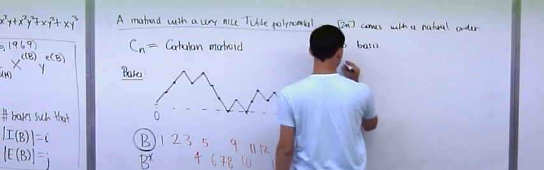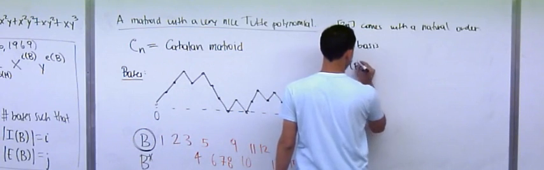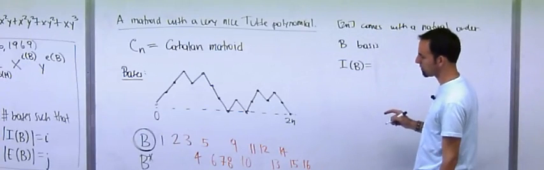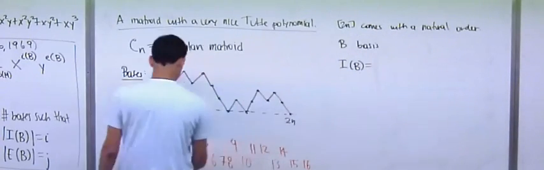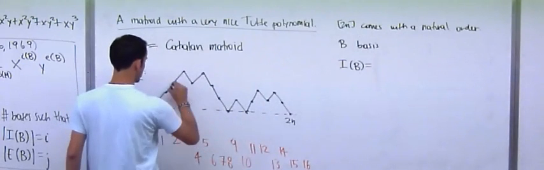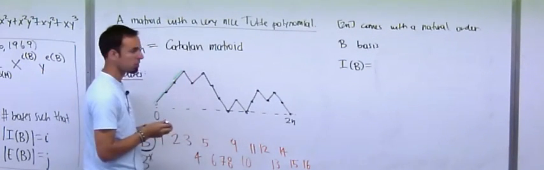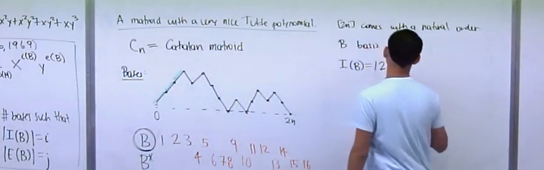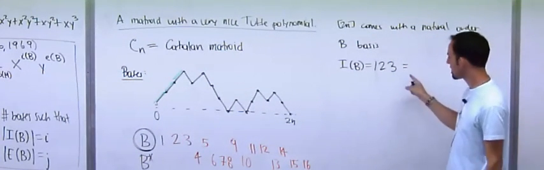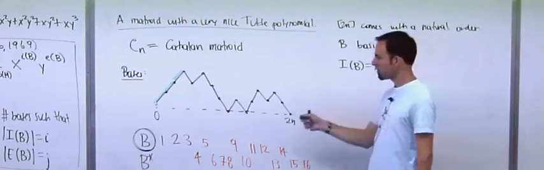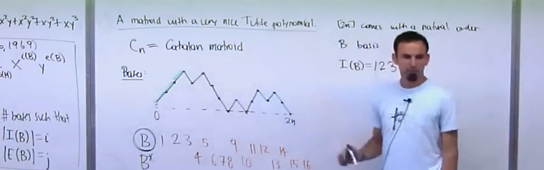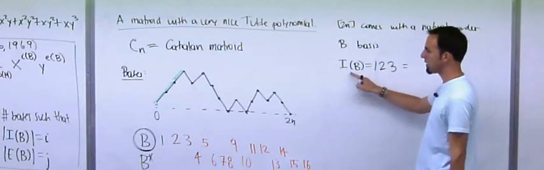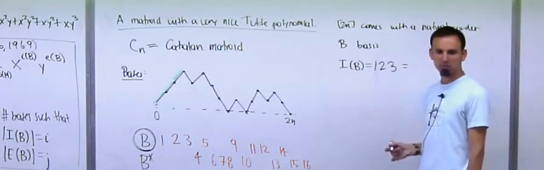So if B is a basis, then I'll tell you what the internally active elements are. Here, in this example, they are 1, 2, and 3. That's it. And in general, the internally active elements are just the first string of up steps. So the internally active elements are all the up steps that you take before the first down step.